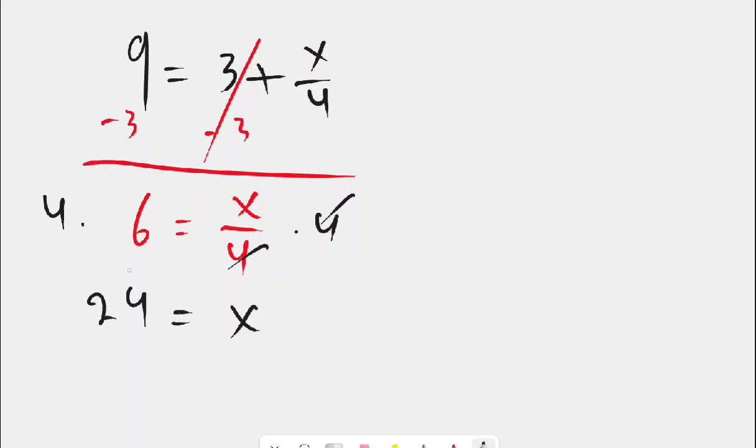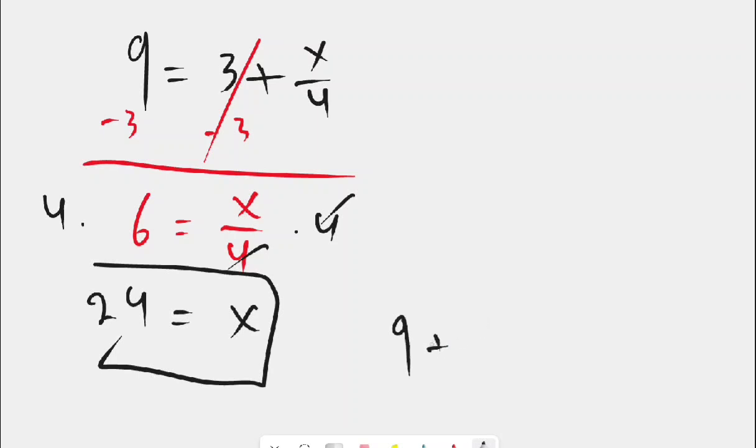Now, if you want to check your work, you can take this answer and plug it into the equation. 9 is equal to 3 plus, let's replace x with 24. 24 divided by 4 is 6. And 3 plus 6 is 9. So 9 equals 9. The equation is balanced, which means that this here is indeed the right answer. X is indeed 24.